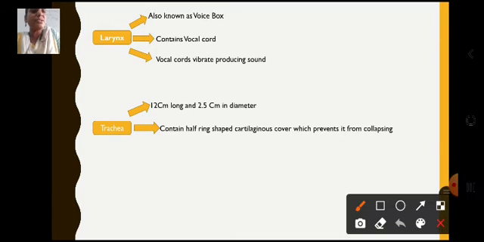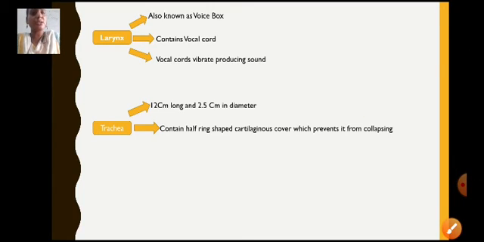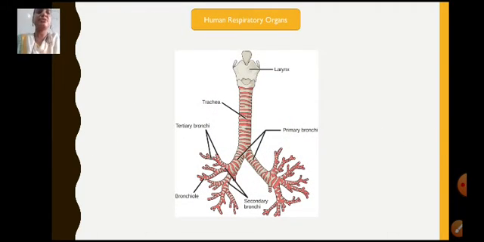These C-shaped structures are present over the trachea. They prevent the trachea from falling down or collapsing. This is the role of the C-shaped structures. Now, the cells lining the trachea have cilia, which prevent the entry of germs and other harmful substances inside the trachea. So the whole respiratory tract will be lined by such cilia or fine hair-like structures.